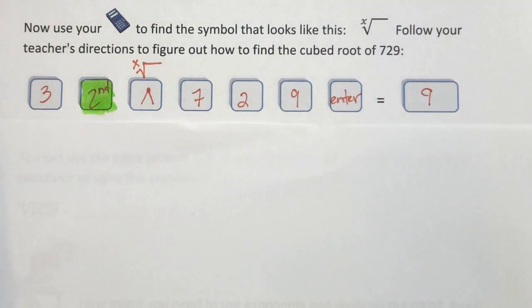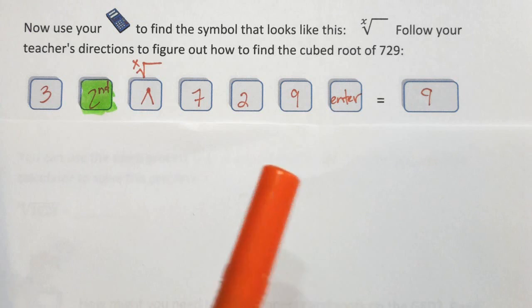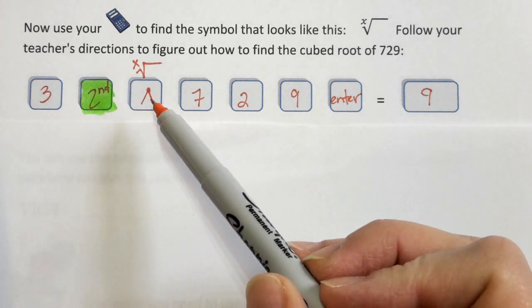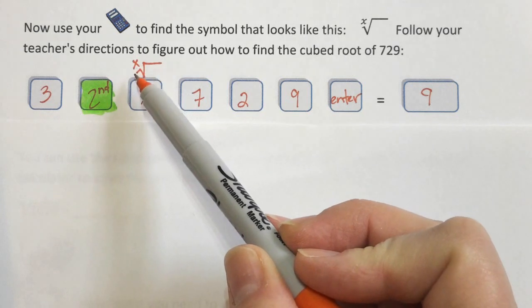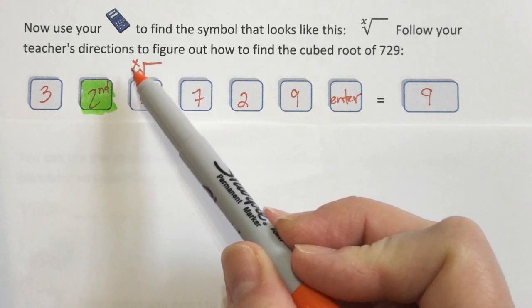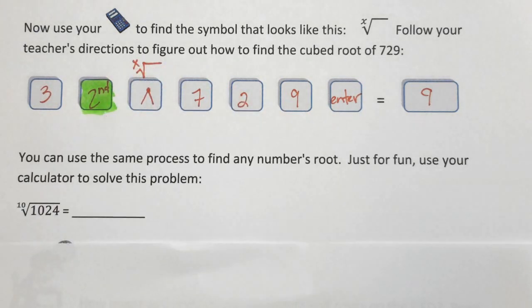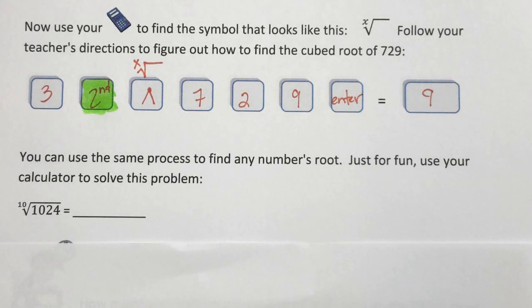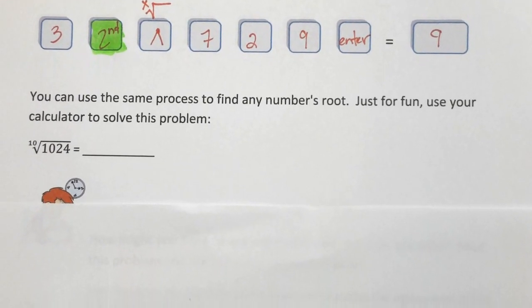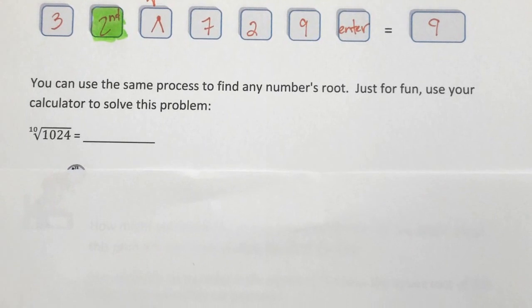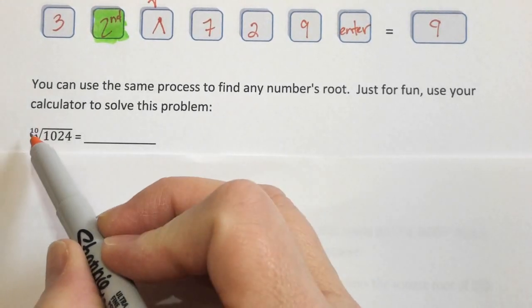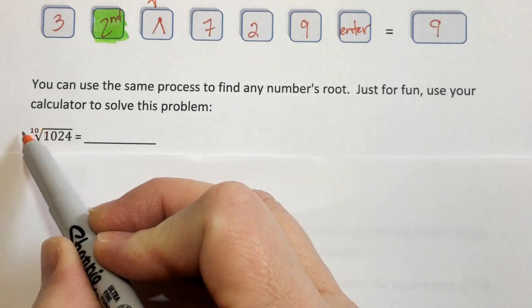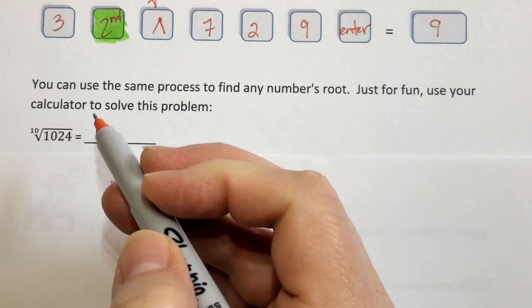So I think it'd be good for you to pause the video here and just try that again. Make sure that you understand how to find this symbol right here, because for anything that's not a square root, you'll have to use this one. All right, and you can use that little hint that I gave you to find any number's root. Let's find the 10th root. Use your calculator to solve this problem. Now remember, if it's not a square root, we're starting with this number here, which is a 10.